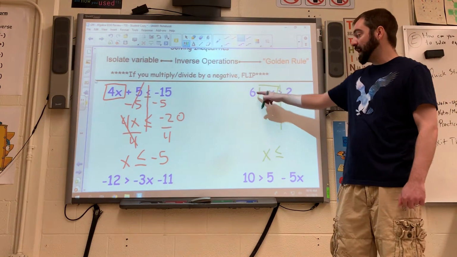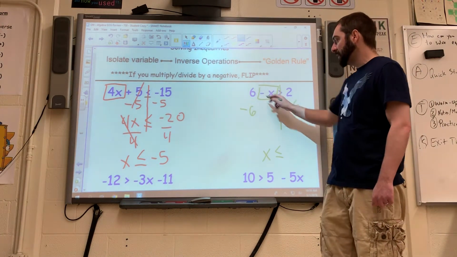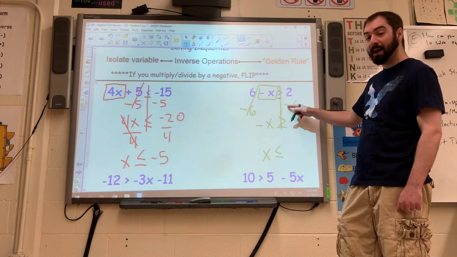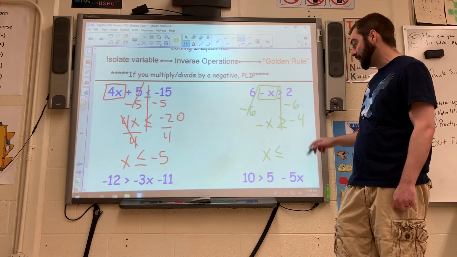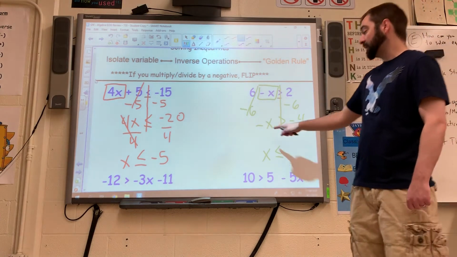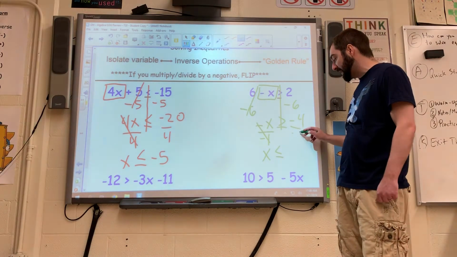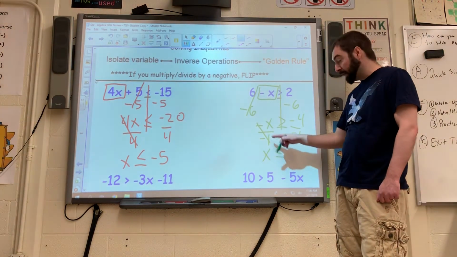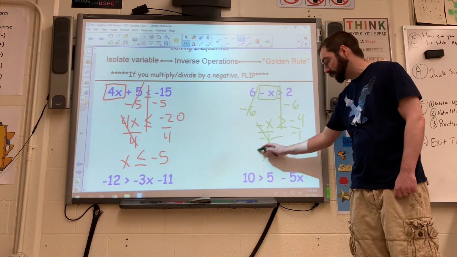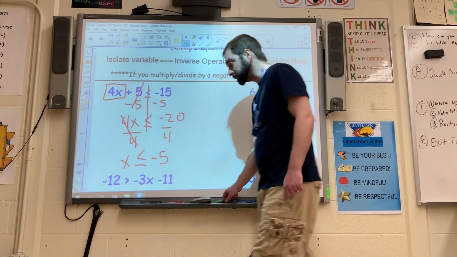Well, when I go to solve it, I have a positive 6. Well, how do I get rid of a positive 6? I subtract 6 from both sides. 6's will cancel out. Negative 1 times x is still greater than or equal to 2 minus 6 is negative 4. Again, I can't have a negative coefficient. The x is not by itself still. So, how do I get rid of a negative x? Well, this is negative 1 times x, so if I divide each side by negative 1, again, my sign will flip because I'm dividing by a negative, and negative 4 divided by negative 1 is positive 4. So we would end up with a final answer of x is less than or equal to positive 4.